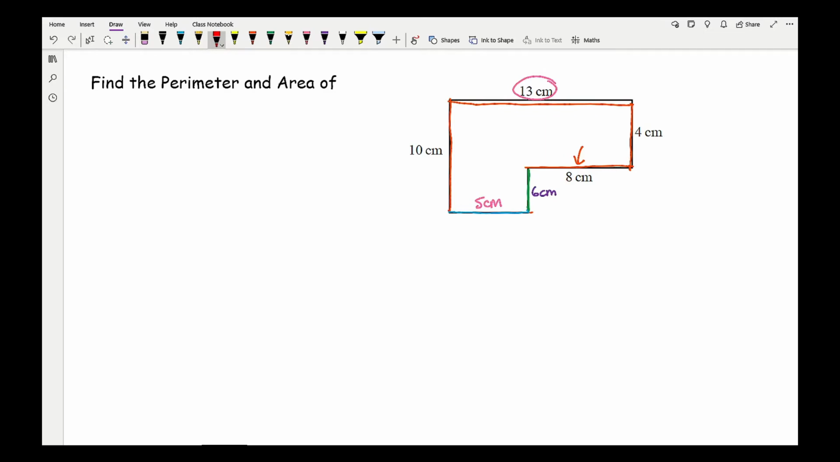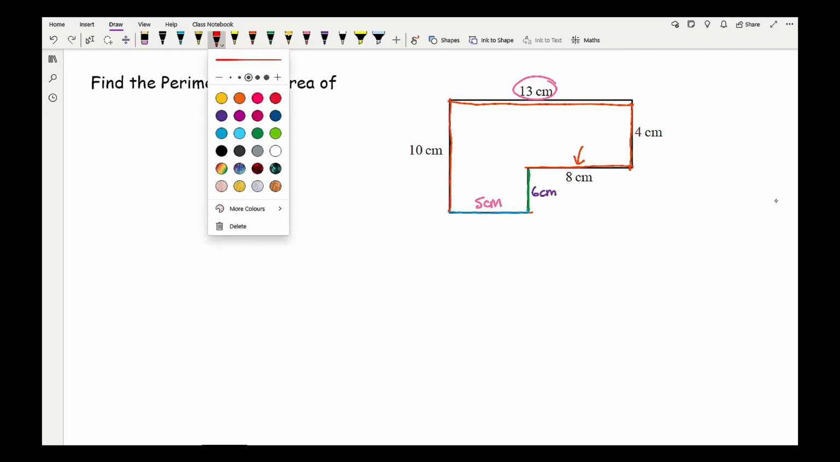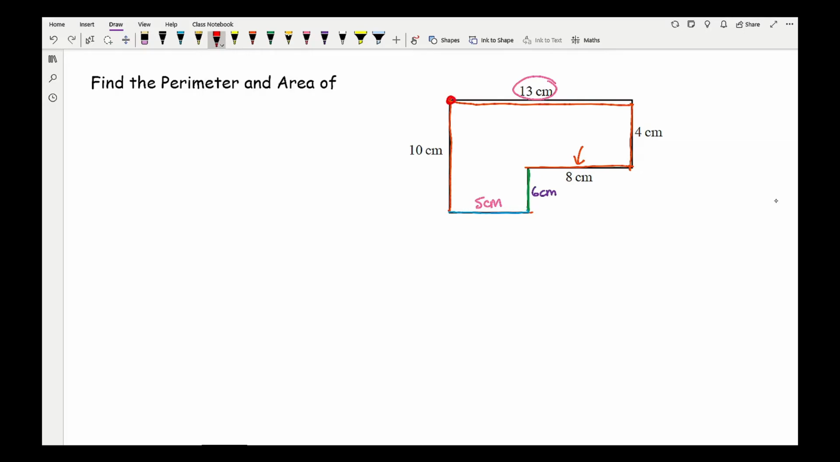So already I've got a few marks without even working out the perimeter or the area, by writing down what those missing sides are going to be. So to work out the perimeter, all I need to do is pick a starting point, which I'm going to start here, and I'm going in a clockwise direction, going along all the edges, adding them all up until I get back to my original place.